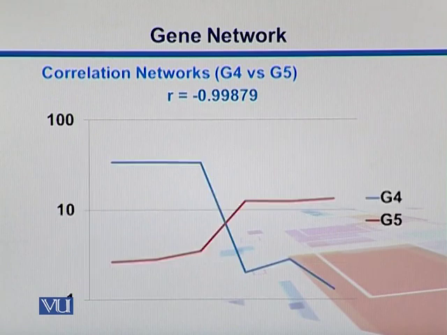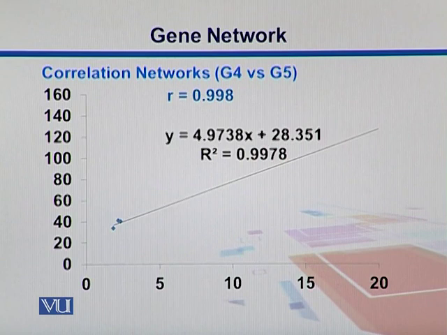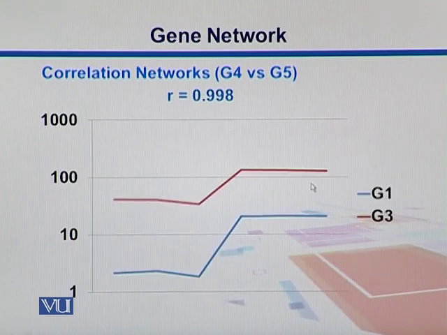Here we look into their expression profiles or expression patterns. So we have G4, it's stable, and then all of a sudden it's going down, but at the same time the expression of G5 is going up. So in this way we can say that they have some opposite effect on each other's expression. We take another example. So we have G4 and G5. Here we have a correlation equal to 0.998, which is approximately equal to 1. So both of them are increasing in expression. So there is a strong positive correlation between these two.